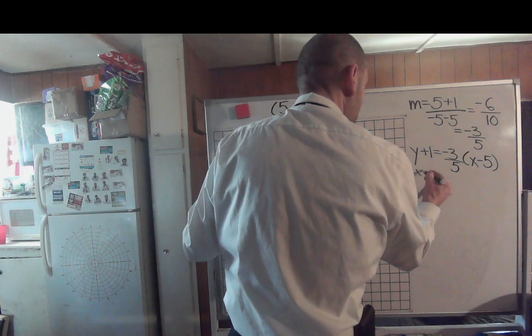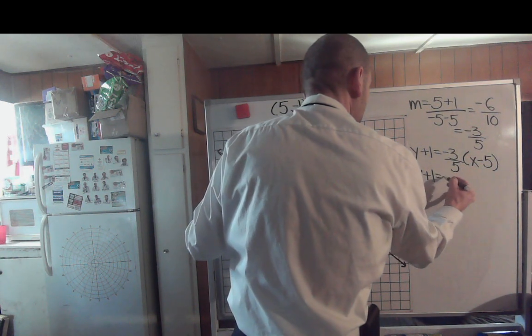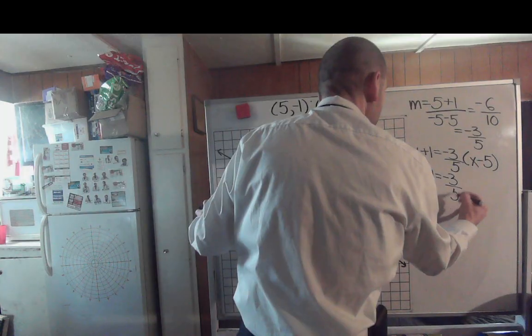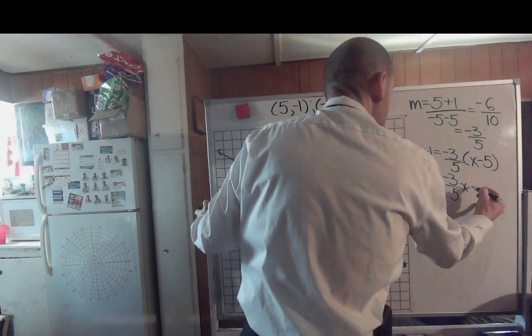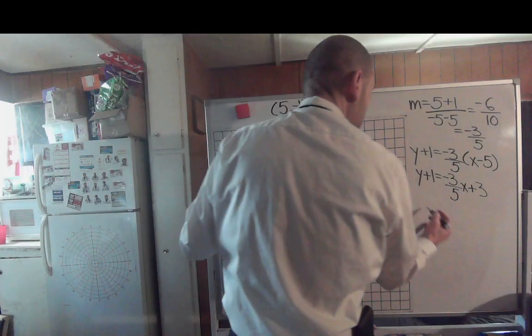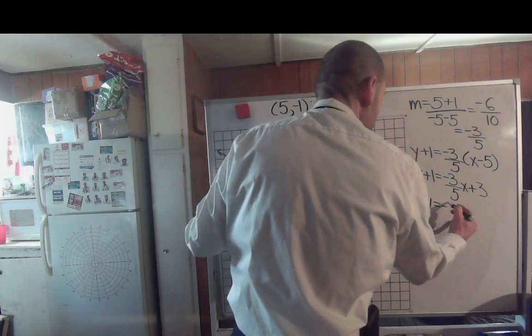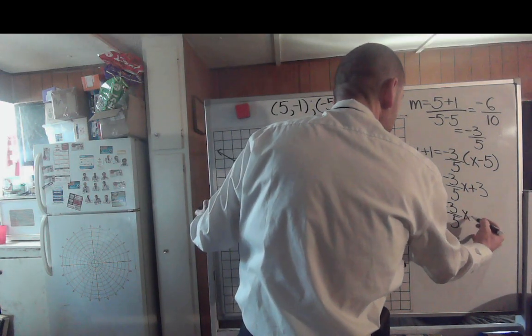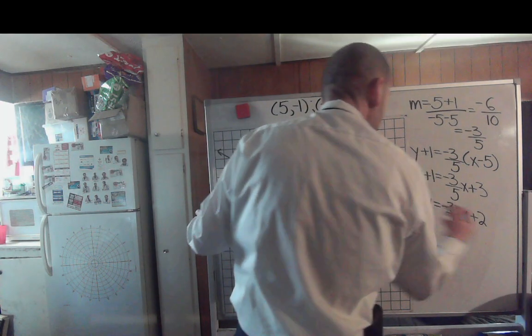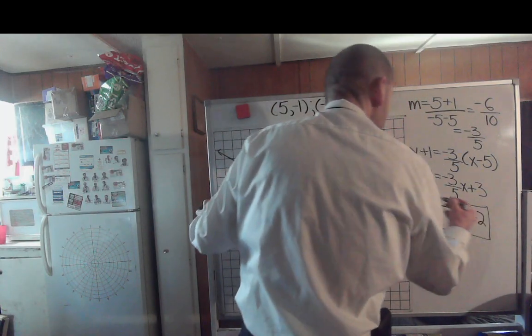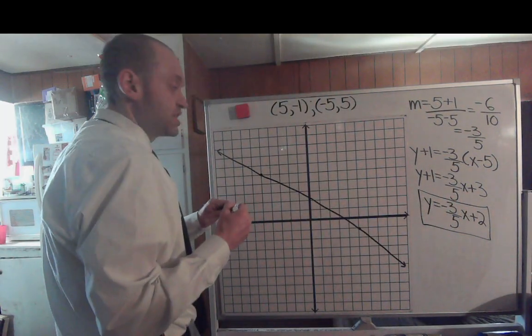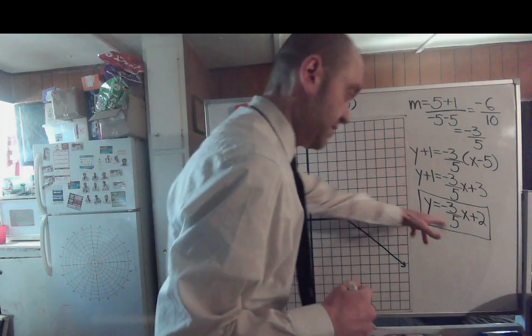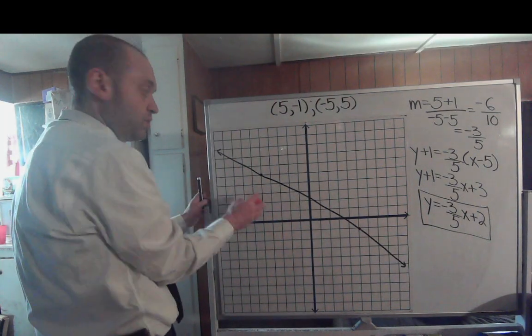So this would give you y plus 1 equals negative 3/5 x plus 3, which would give you y equals negative 3/5 x plus 2. So the equation of this line in slope-intercept form would be y equals negative 3/5 x plus 2.